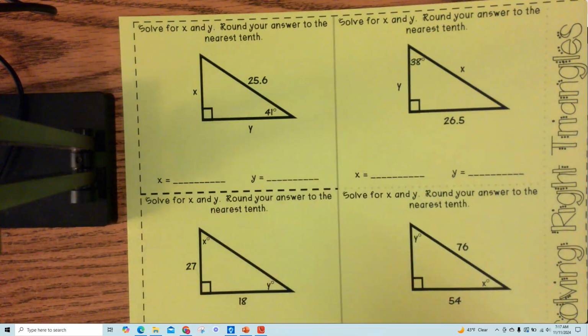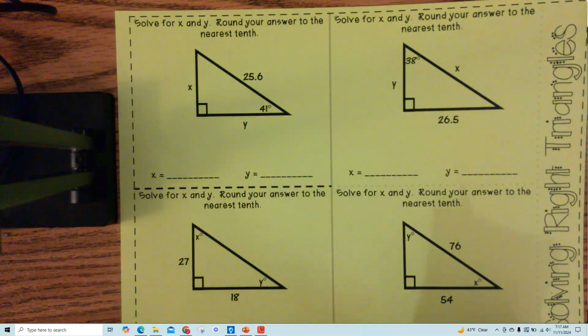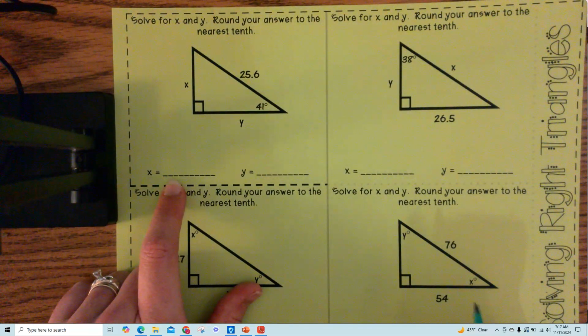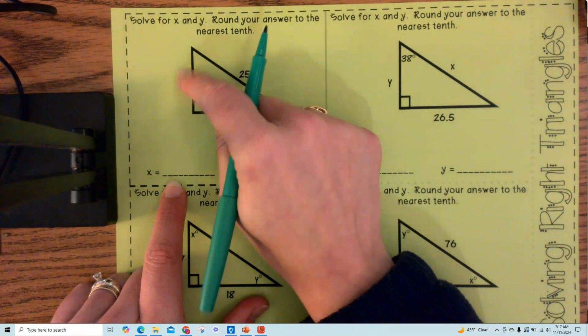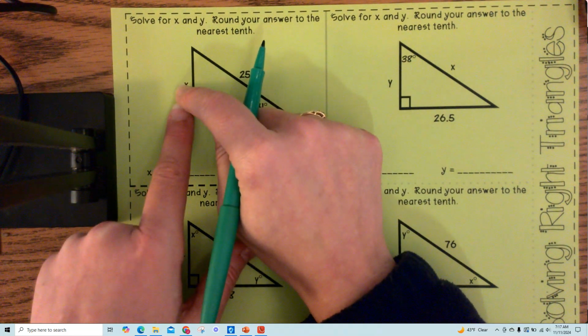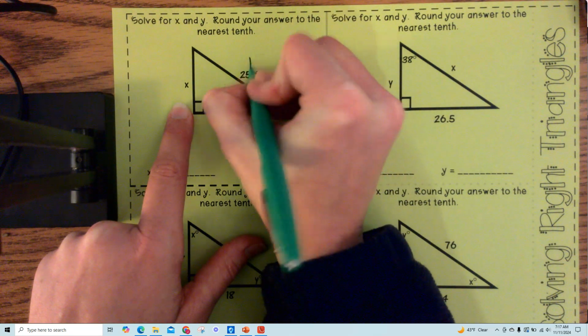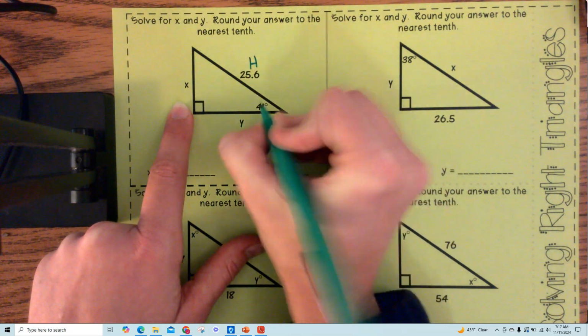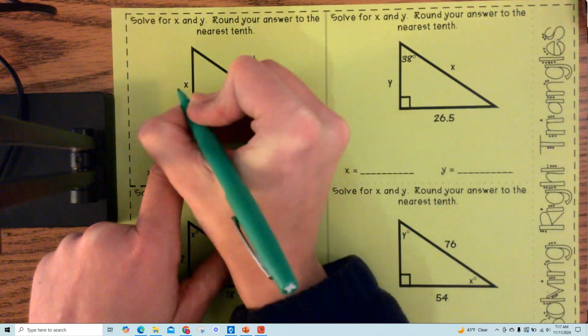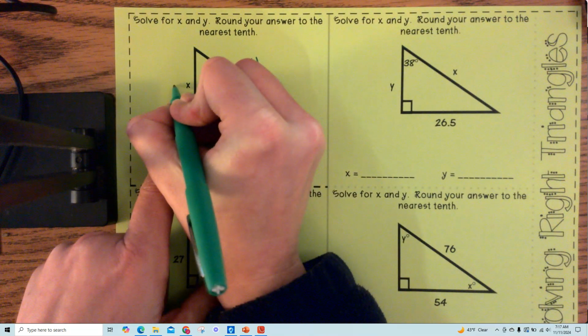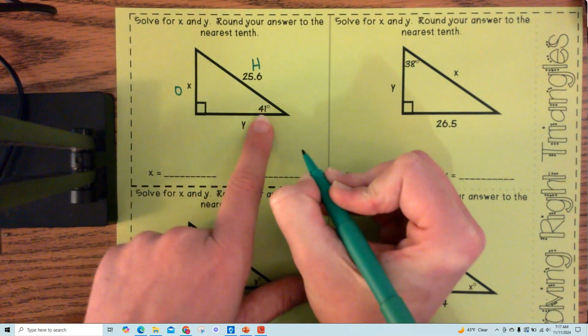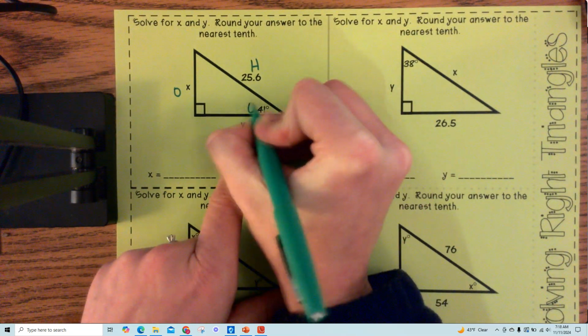So first one, solve for x and y. Round your answer to the nearest tenth. Okay, so let's look at x. X is going to be this side. Okay, so the information that I have is this angle, and then this is always going to be the hypotenuse. But in reference to this angle, side x is an opposite.